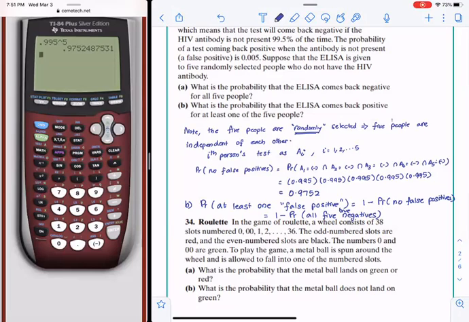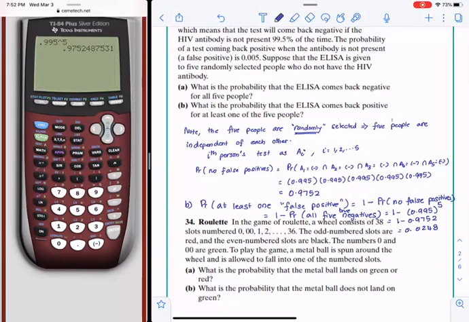What is the probability of finding a true negative person? It's 0.995, so 0.995 raised to the 5th power. We know that answer from the previous part, 0.9752. So that would be 0.0248. So if we have 5 people, what are the chances that at least one of them would end up having a false positive? It's about 2.5% chance.